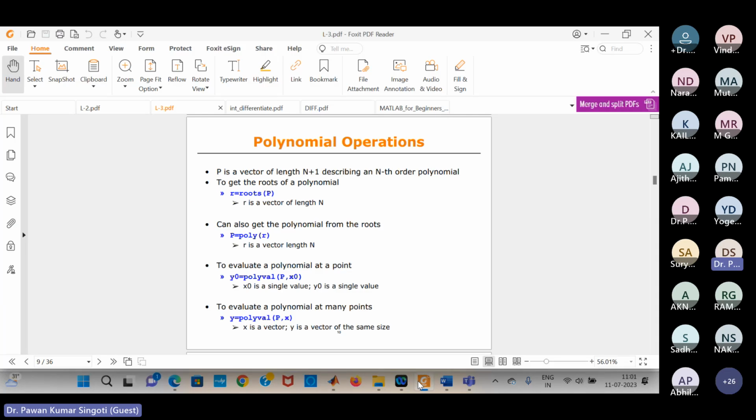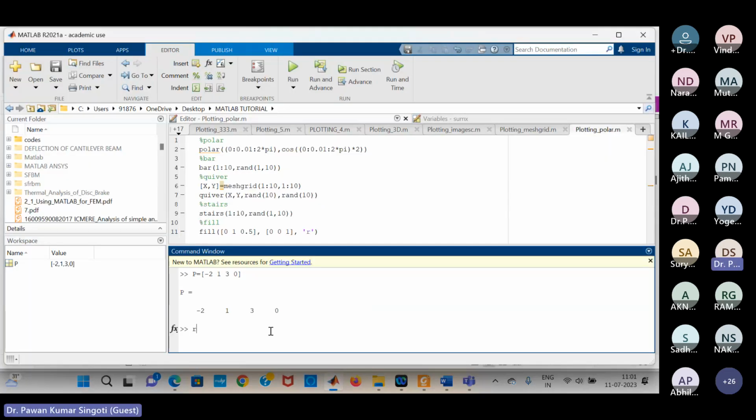Now for this first function, I want to know the roots of the polynomial. So I will just write r equal to roots of capital P. It will give me the roots of this polynomial. So r equals the roots of this polynomial.